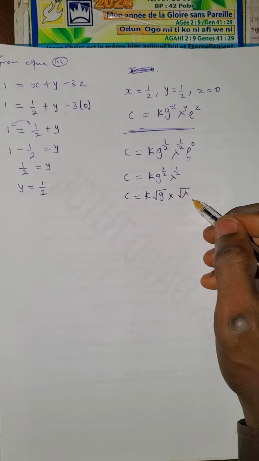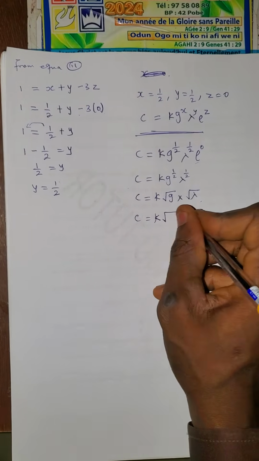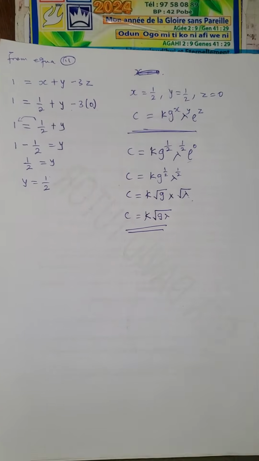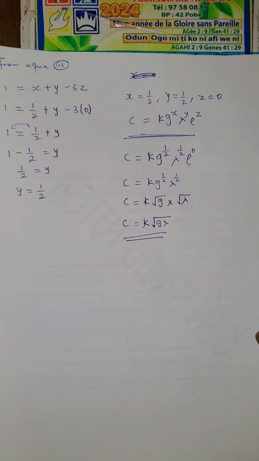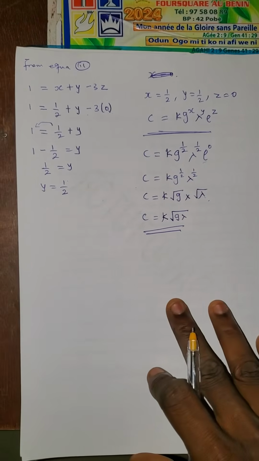Because anything raised to power 1 over 2 is the square root of it. So C will finally become K times the square root of, because both of them have square roots. So we can say C is equal to K square root of G multiplied by lambda. And this is the correct equation for the question.